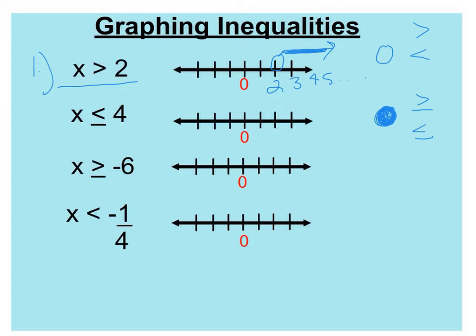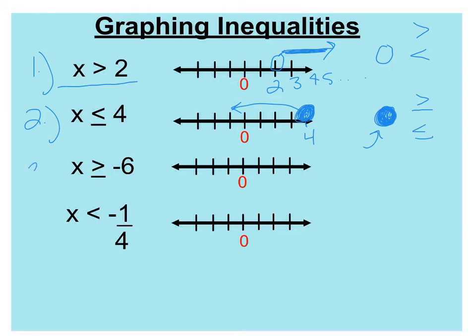X is less than or equal to 4. So I want to put 4 on my number line. And I want to communicate where are numbers in relationship to 4 that are less than or equal to 4. So if it could be equal to, remember our symbol over here, I said we would do a filled in circle. And then where are the numbers on a graph that are less than 4? They're back this way. So my arrow points to the left.